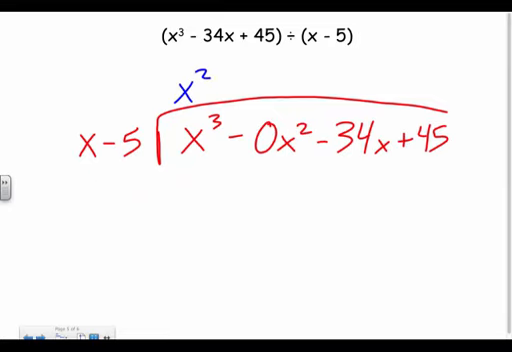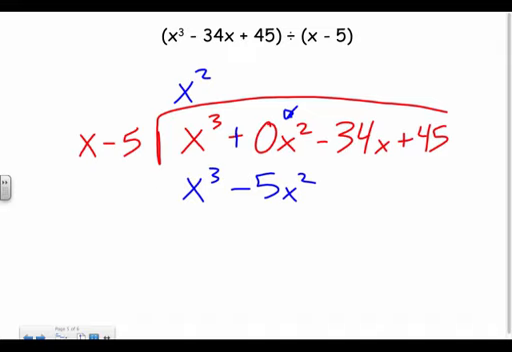So x times x squared is x cubed. And then x squared times negative 5 is negative 5x squared. That's why we need that placeholder, because I couldn't subtract. I couldn't do this. I couldn't take negative 34x minus 5x squared. So you got to have that placeholder. So this is important, that minus 0x squared. Or plus 0x squared. I guess it doesn't really matter. I'll probably confuse you.